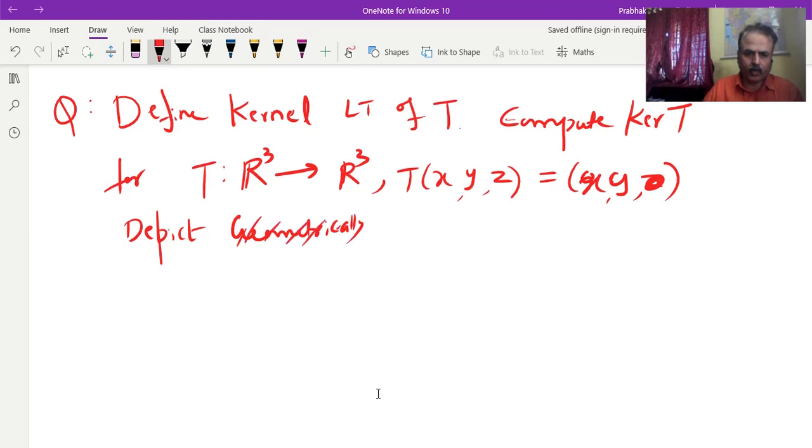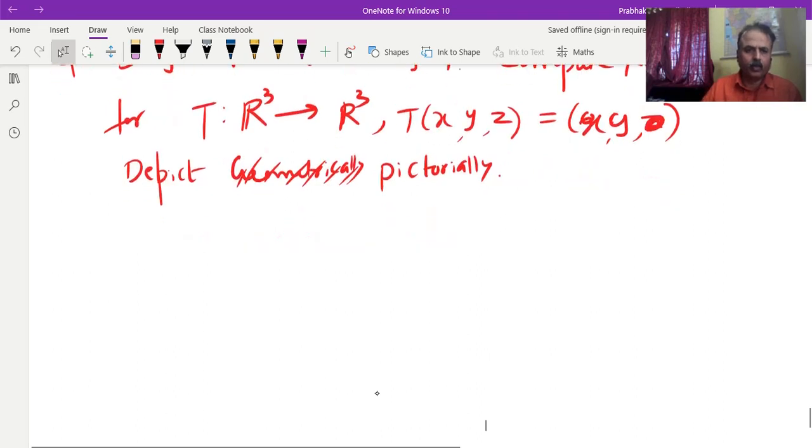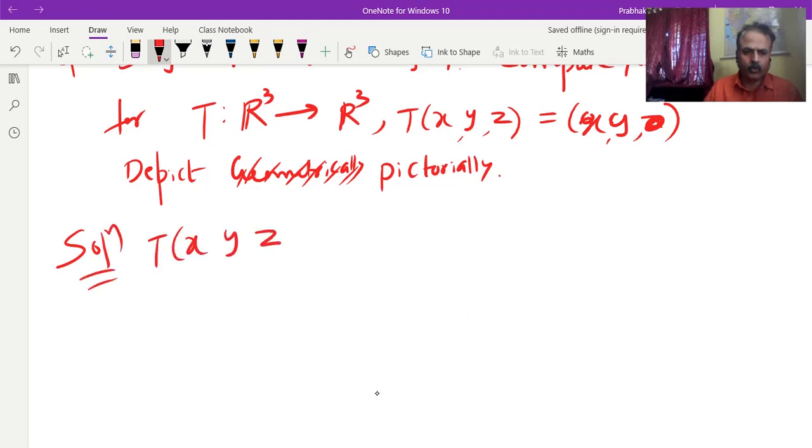Instead of geometrically, by pictorial, right? Because geometry has less to do with vector space. Now, given transformation is also known as projection transformation. Instead of z equals 0, I can choose one of them as 0, y 0 or x 0, similar arguments will take place. So if small change in that, you should be able to answer.